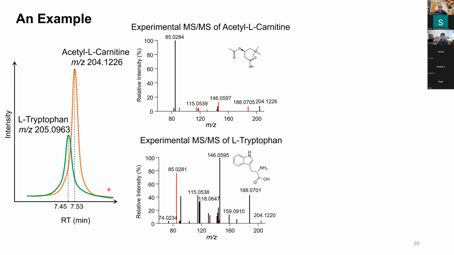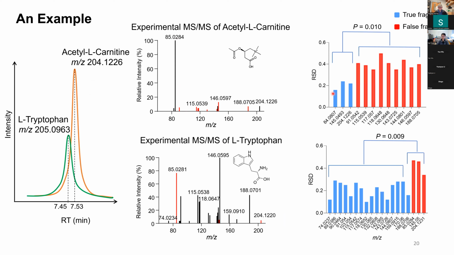It looks very close to each other. And from there, we can manually label which are the true fragments and which are the false fragments. And then we can take a look at their intensity ratios. As you can see, these true fragments usually have a relatively low variation compared to the false fragments. This is true for both cases.